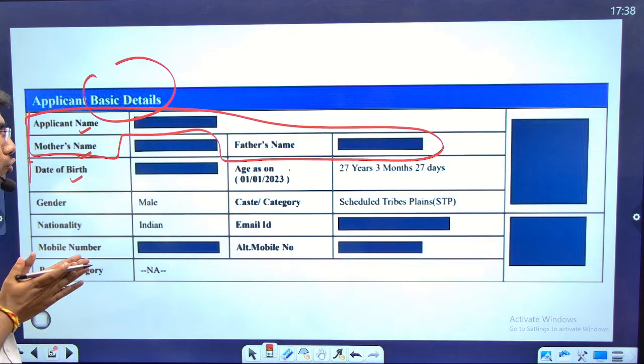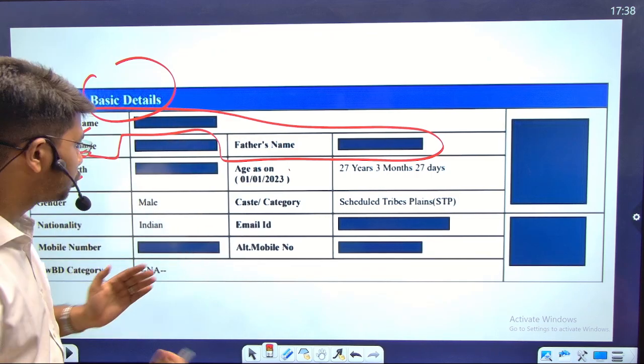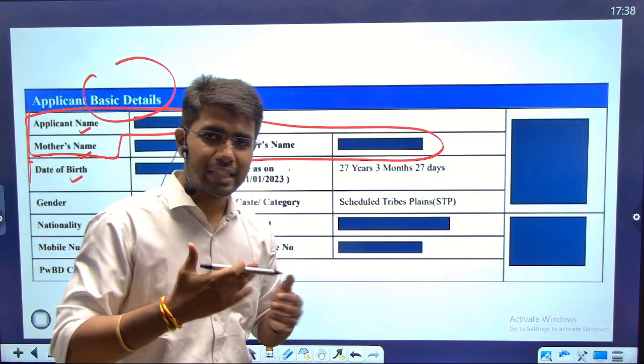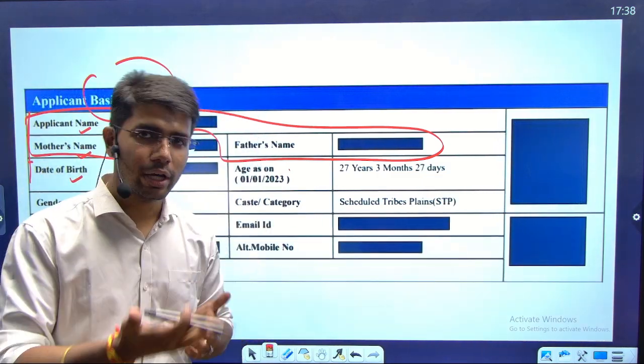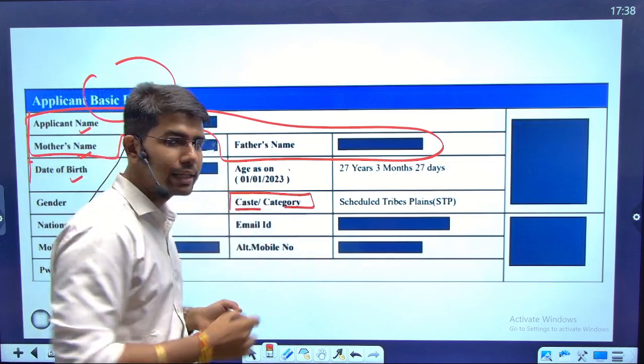Gender-based questions generally should not attract, but you should know what the societal status is. This is generic, it happens. More importantly, you might be asked a question on your caste or category.